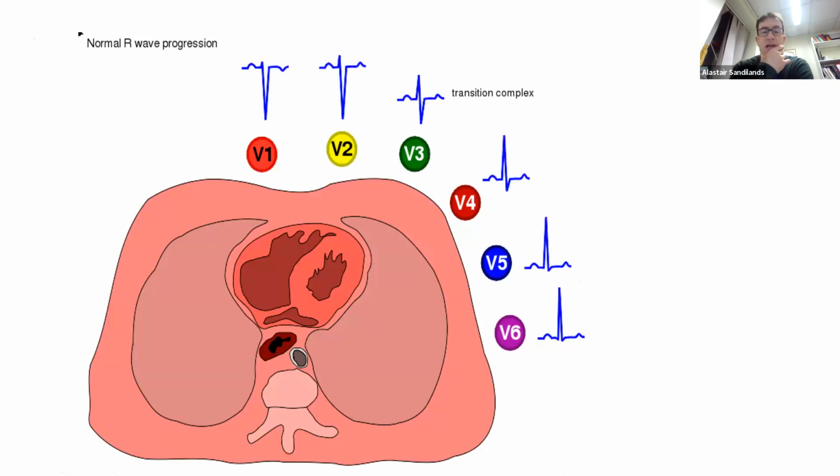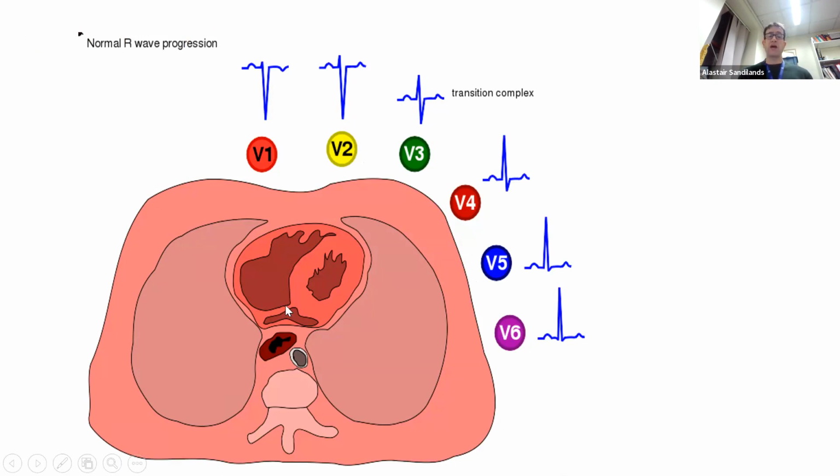Okay, so the other thing that we're looking for on the chest leads, we're not only looking at ST elevation, we are trying to see sometimes in ECGs whether there may have been an old infarct or a previous infarct. One of the ways that we can look at that is to look at something called the R wave progression on the chest wall. I've talked to you about this before.